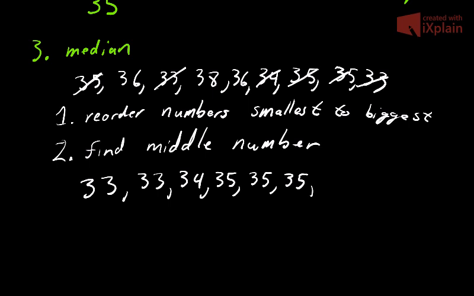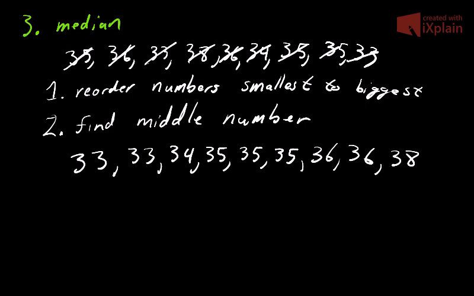I've got two 36s there and there. Then I have a 38. And that should be all 9 of my numbers. And we're good to go. So that was our first step.